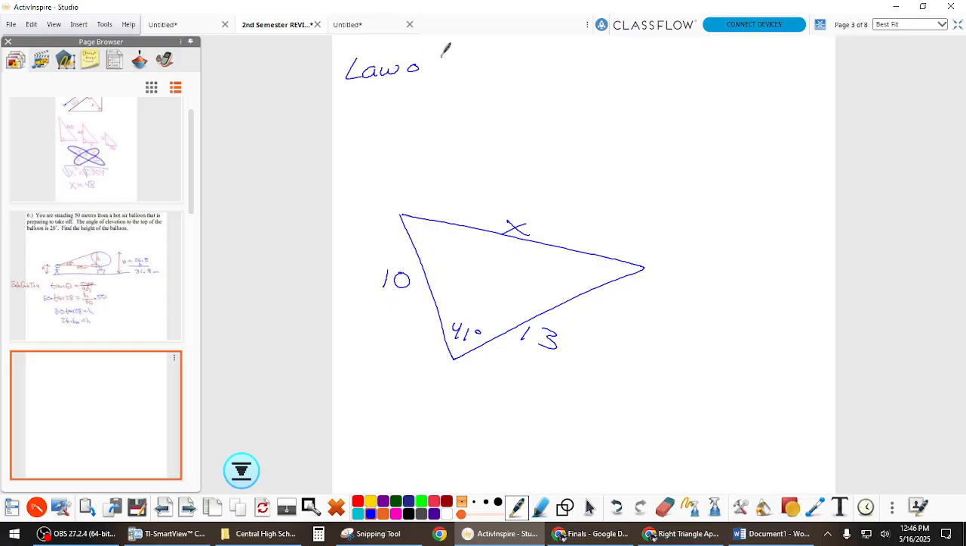Let's review those. First, this one. Remember we had side lengths A, B, and C across from angles A, B, and C. And so what was the law of sines? Do you remember?